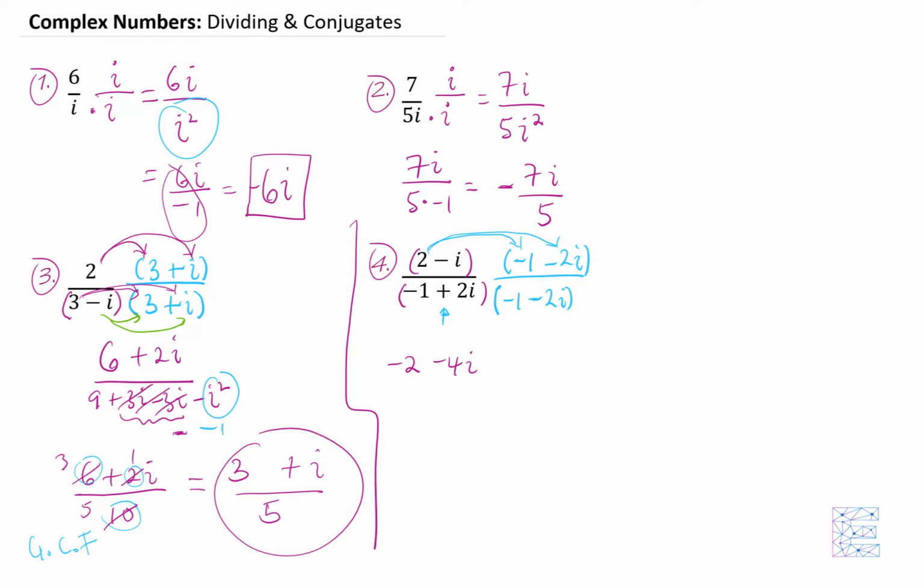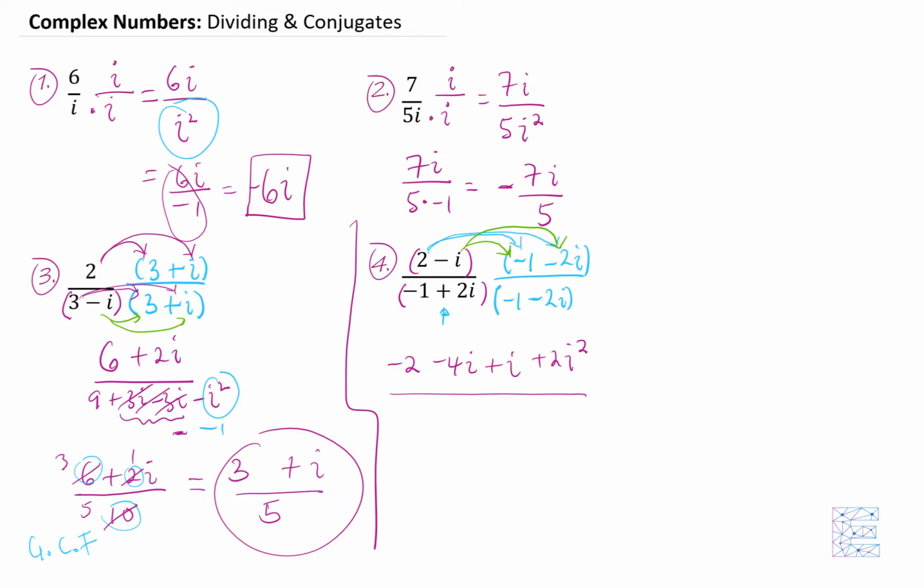And now we'll work the second part, which is -i times -1 and -i times -2i. -i times -1 becomes +i. -i times -2i becomes +2i squared. Now bear in mind that i squared is actually a number. We'll fix that later on, but for now, let's just keep cleaning up the problem.